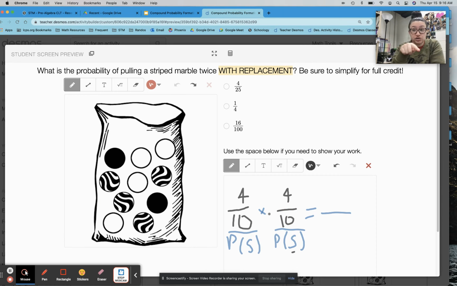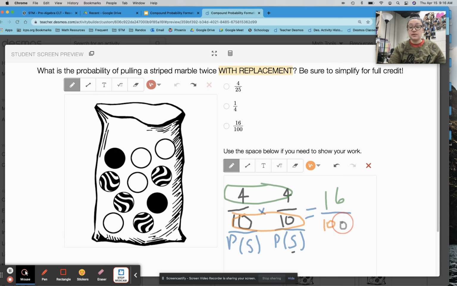There's still 4 striped marbles in there because I put it back in. And there's still 10 total because I put it back in. So here we get 4 over 10 both times. The probability does not change because I replaced my marble. Let's multiply. 4 times 4 gives me 16. 10 times 10 gives me 100.